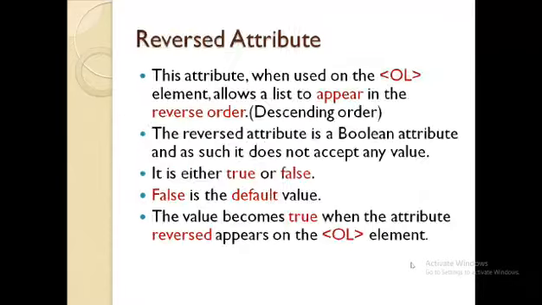Reversed attribute. This attribute, when used on the OL element, allows a list to appear in reverse order, descending order. The reversed attribute is a Boolean attribute, and as such it does not accept any value. It is either true or false. False is the default value. The value becomes true when the attribute reversed appears on the OL element.